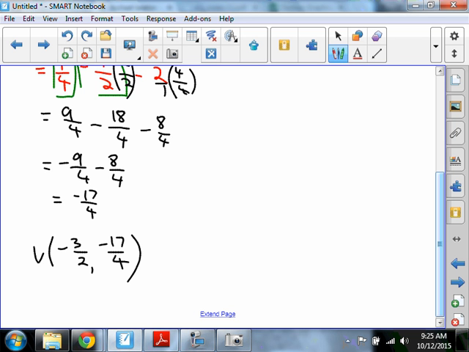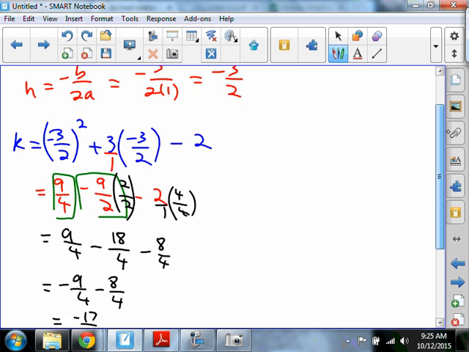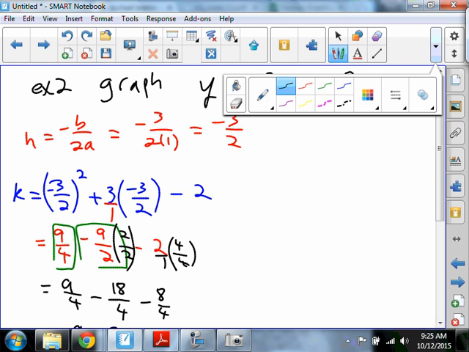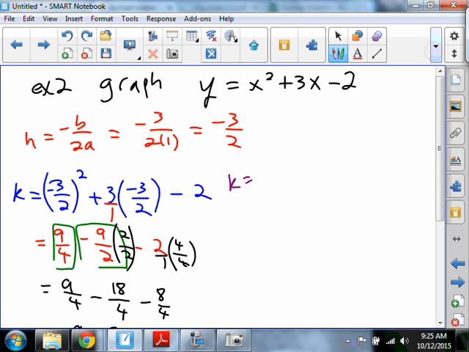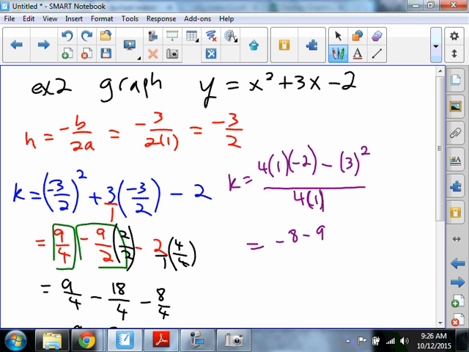So let's look at how the other way of finding K would have looked. K, we said, is 4 times A times C minus B squared over 4A. That's a parenthesis there. So that's going to be negative 8 minus 9 over 4. So that's negative 17 over 4. So maybe there is something to that formula. If you're dealing with fractions, it makes life a little easier, huh?